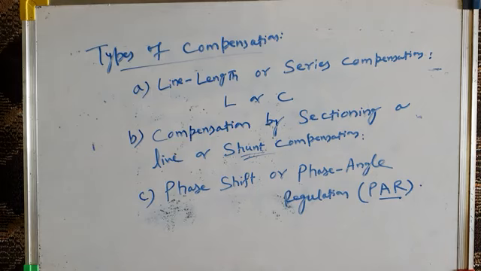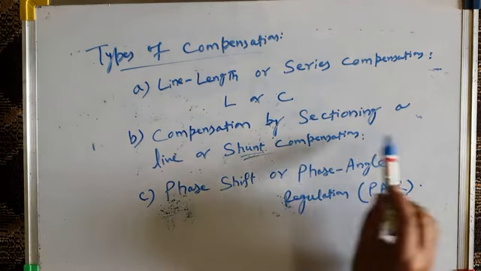Its power transfer capability can be improved, and it can be made more stable. Its voltage profile can also be improved. So therefore, these are three main types of compensations. We have to study these three types of compensation in detail in future lectures.